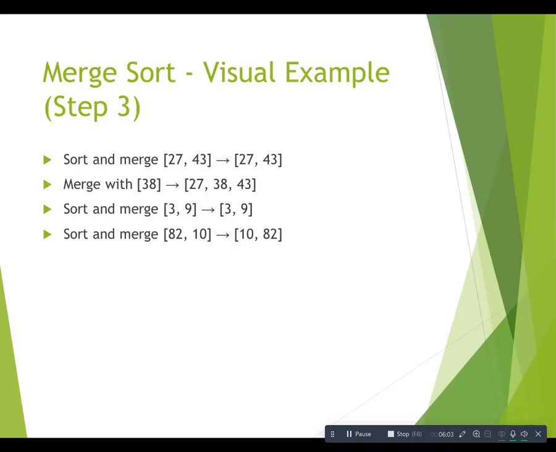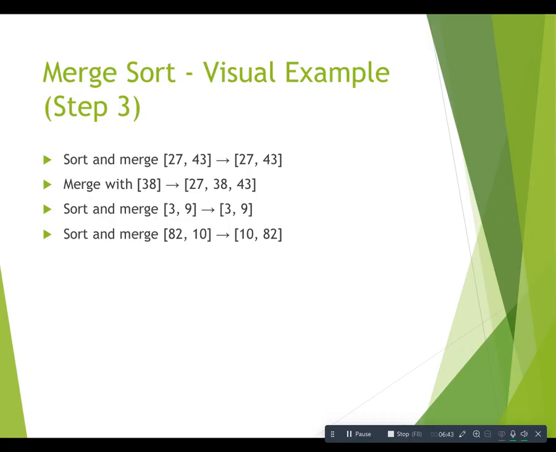Now while you are merging the result, you will have to insert 38, which was a part of this group, into the appropriate position. 38 lies between 27 and 43, so it is inserted there. 3, 9 is subdivided and combined. When you divide 3 and 9 into 1 element each and then combine them, you can see that it is already in sorted form, that is in ascending order, so there is no need to sort it any further.